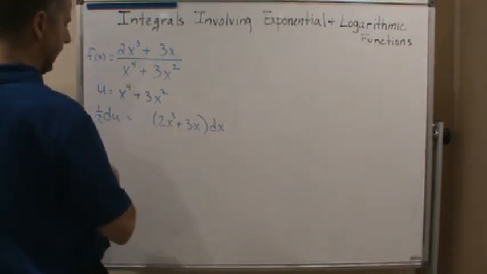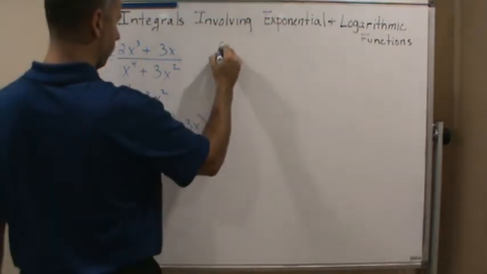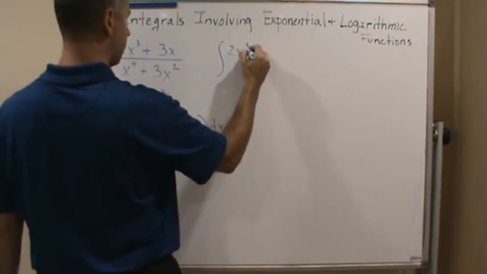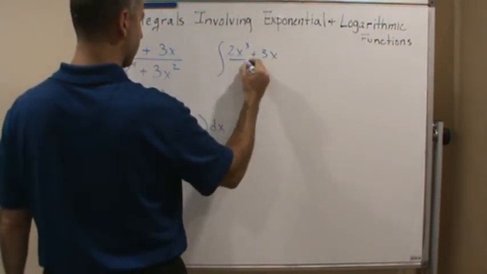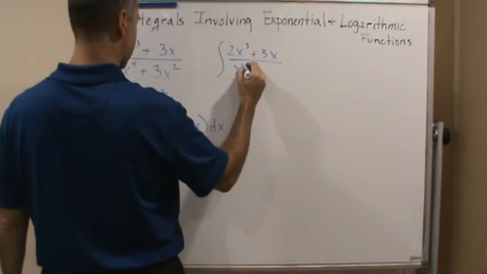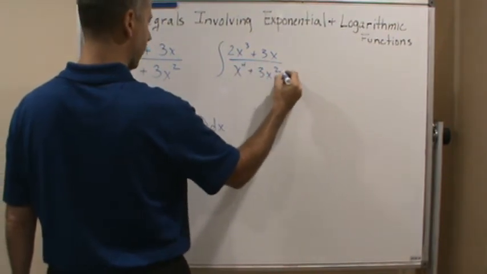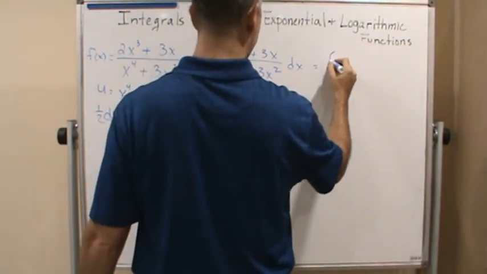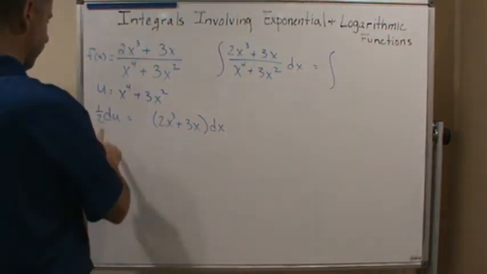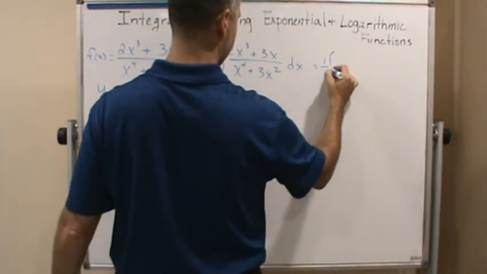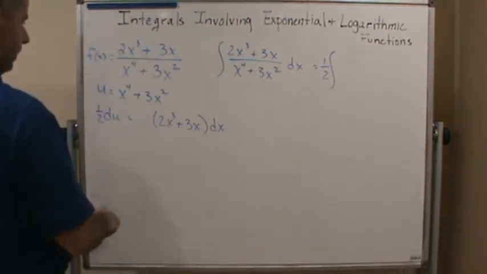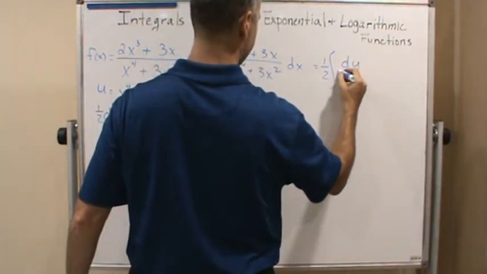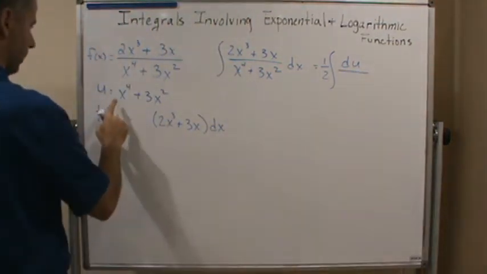I've got my dx, right? So now if I set up my integral of 2x cubed plus 3x over x to the 4th plus 3x squared dx, now I can rewrite this as 1/2 du over u.